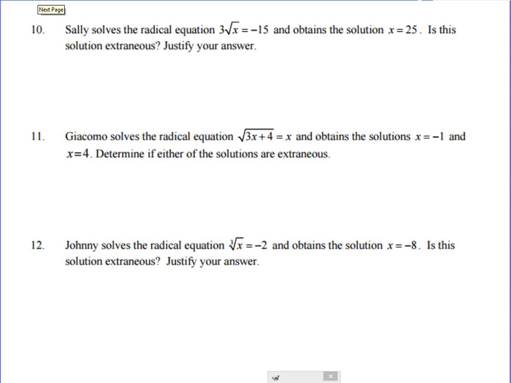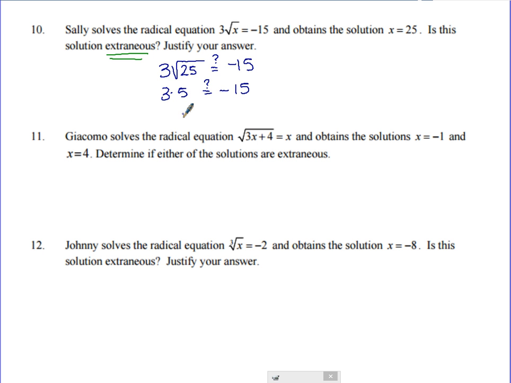Number 10 says Sally solves the radical equation and obtains the solution x equals 25. Is this solution extraneous? In order to tell if something's extraneous or not, we want to plug it back in and see if it works. So if I plug in 3 times the square root of 25 and see if it'll equal negative 15, here I get 5. 3 times 5 is that, so really I'd like to put a question mark here because I'm asking myself, is that equal?